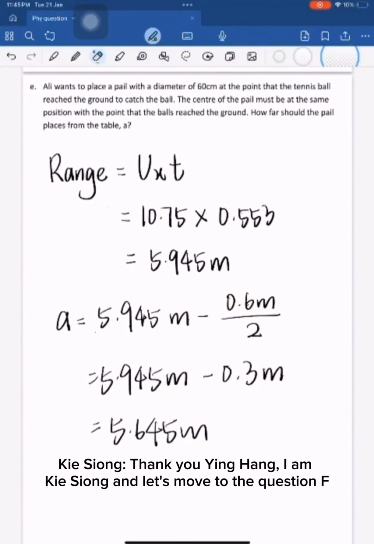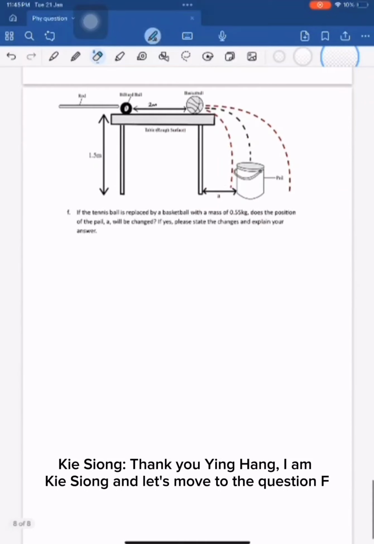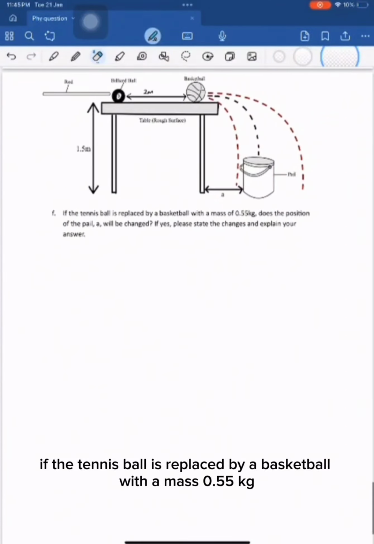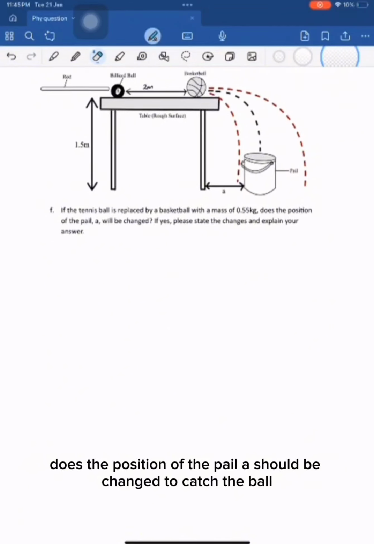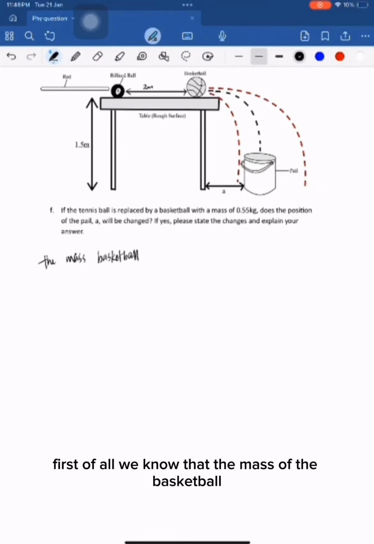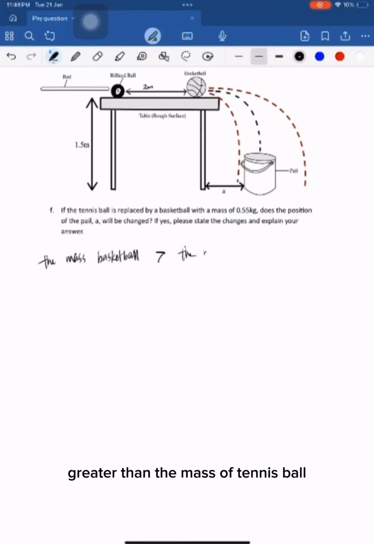I'm Keishan. Let's move to question F. If the tennis ball is replaced by a basketball with a mass of 0.55 kilograms, does the position of the pail A need to be changed to catch the ball? If yes, please state the changes and explain your answer. First of all, we know that the mass of the basketball is greater than the mass of the tennis ball.